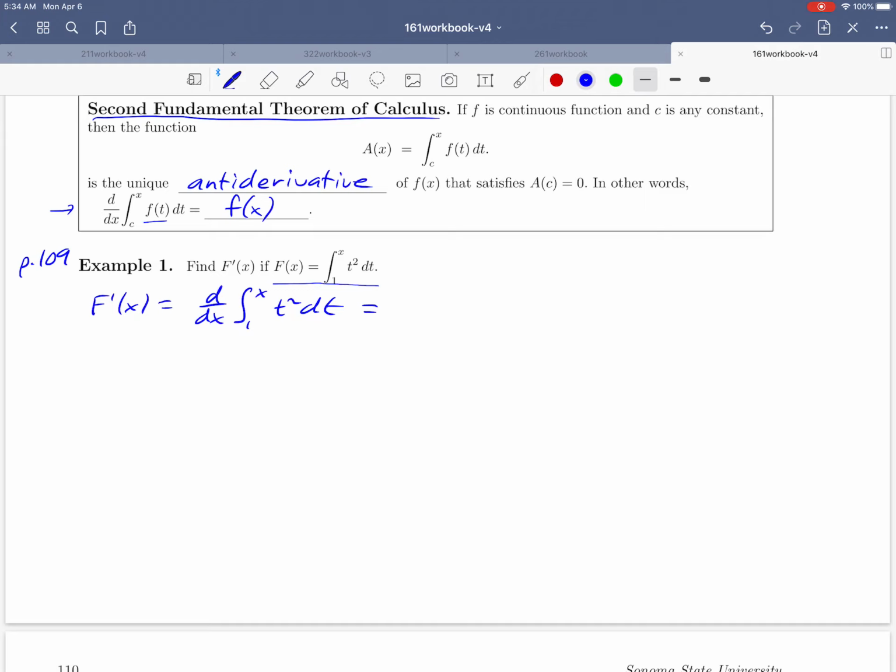And so if we believe the fundamental theorem of calculus up here, it tells us that the derivative and the integral should cancel, and we should really end up with that function inside with x's substituted in for t. Okay, so this has to be our answer by the second fundamental theorem of calculus.